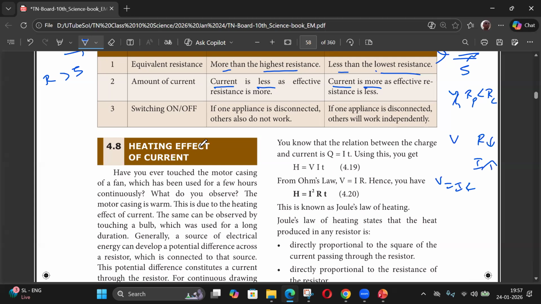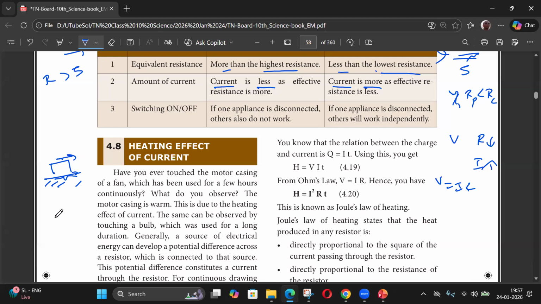So heating effect is similar to friction. Suppose I have this surface and there's a wooden block here, and the surface has some friction. It's not a smooth one. If I move this thing on this surface, there will be some heating, right? Because of friction. Even if you rub your hands, you will feel warm, right? That's because of friction.